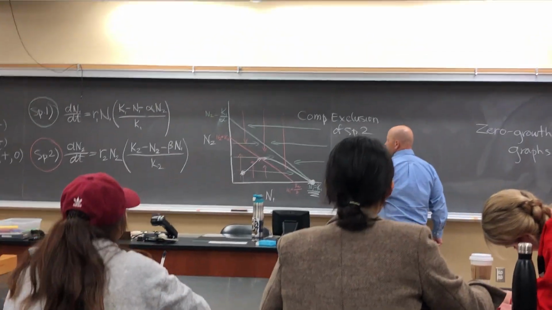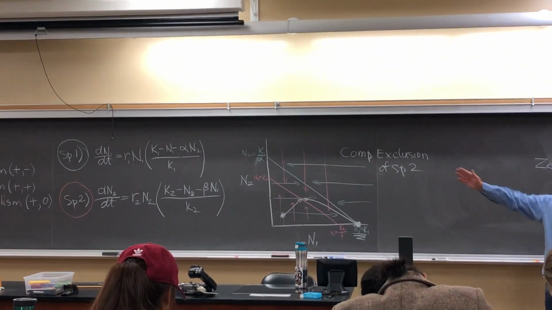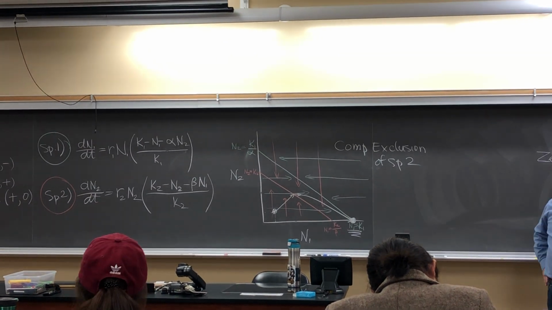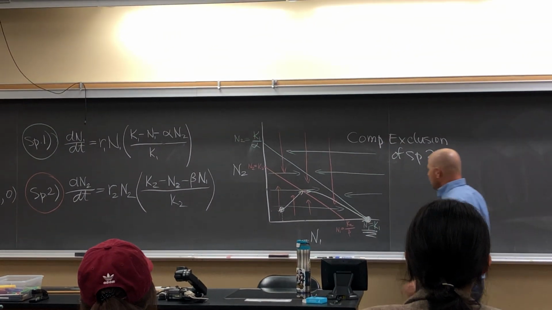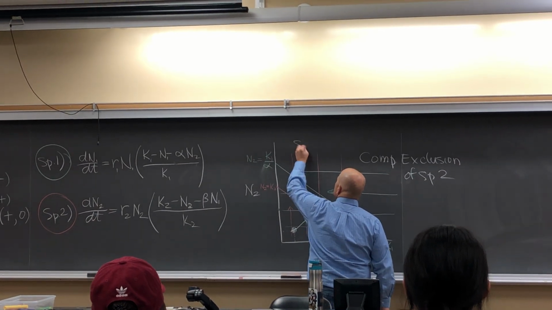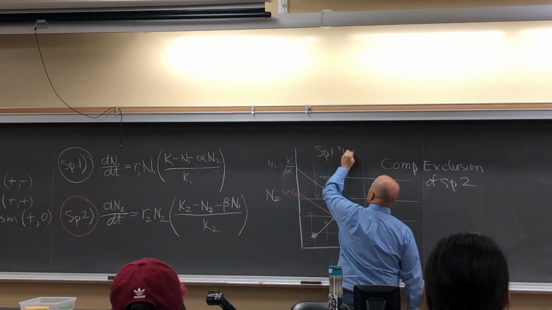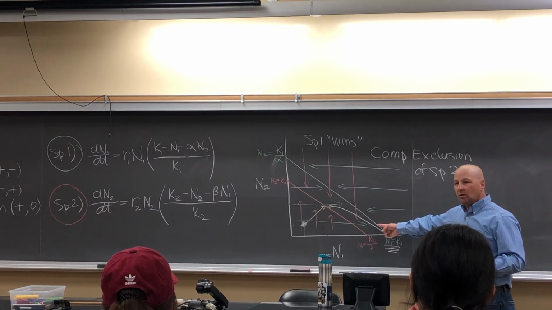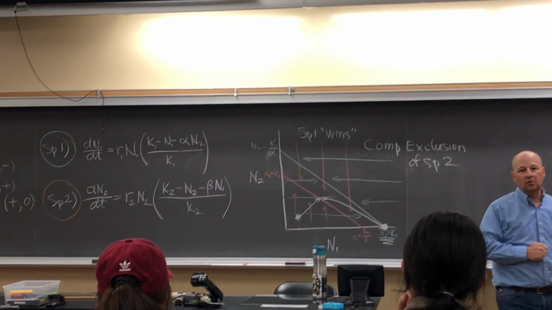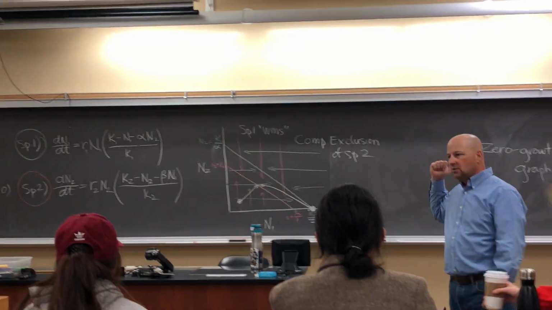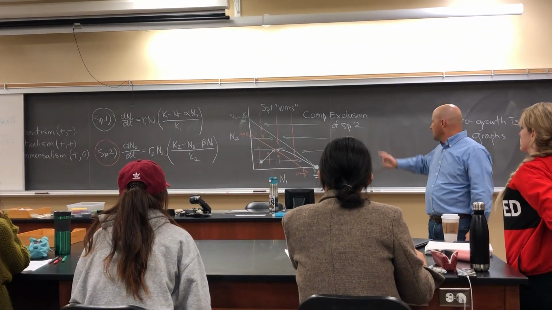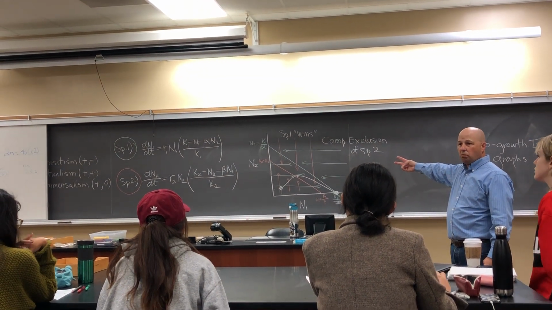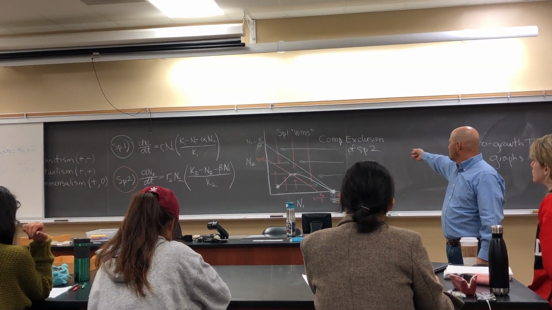Competitive exclusion of species 2. Now what if the red line had been higher than the green line? Then it'd be reversed. You'd have competitive exclusion of species 1. Your book will put it like this one right here: species 1 wins. Either way you want to think about it, species 1 wins the competition or species 2 is excluded. The result is the same. Species 2 is gone, species 1 is there. If the two isoclines were reversed so that red was above green, then species 2 wins or species 1 is excluded.